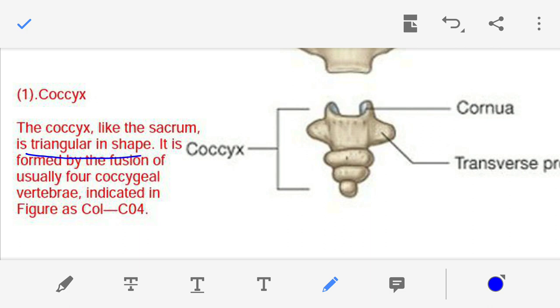Now there are four coccygeal vertebra. For example, this one is coccygeal vertebra one, then this one is two, then this one is three, and this is the four.